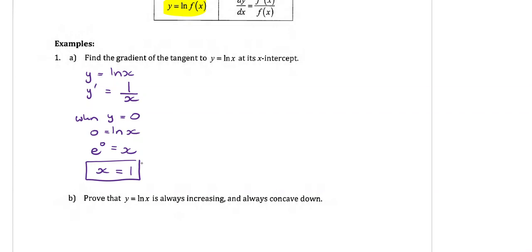Okay, that's not the answer. I have found what the x-intercept is. Now I want the gradient at that x-intercept. So I have to sub that into my gradient, or my derivative. So over here on the side, when x equals 1, my derivative is equal to 1 over 1, which is just 1. So the gradient at the x-intercept is 1.